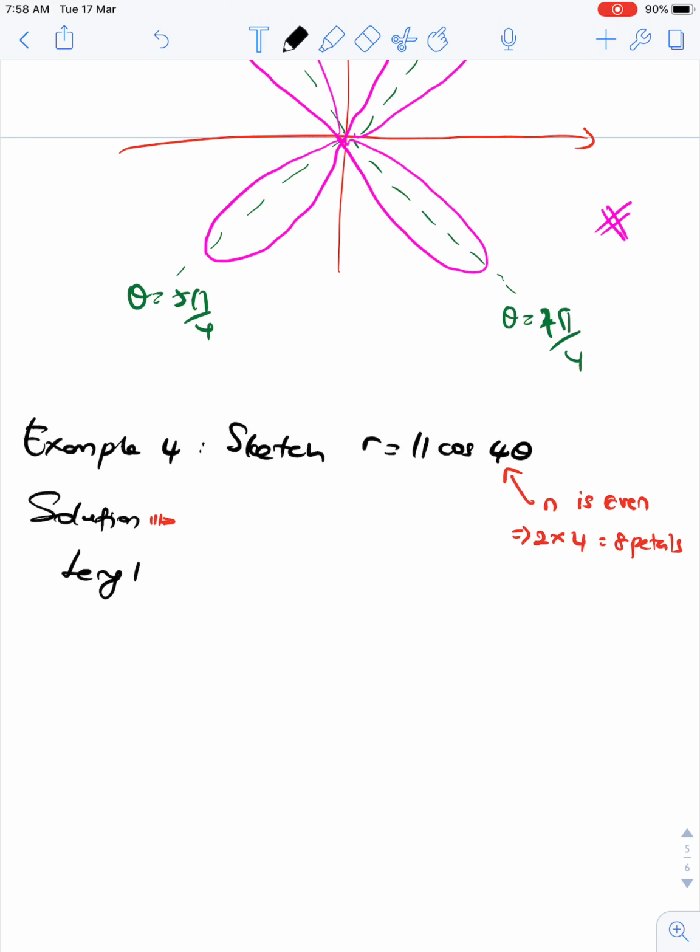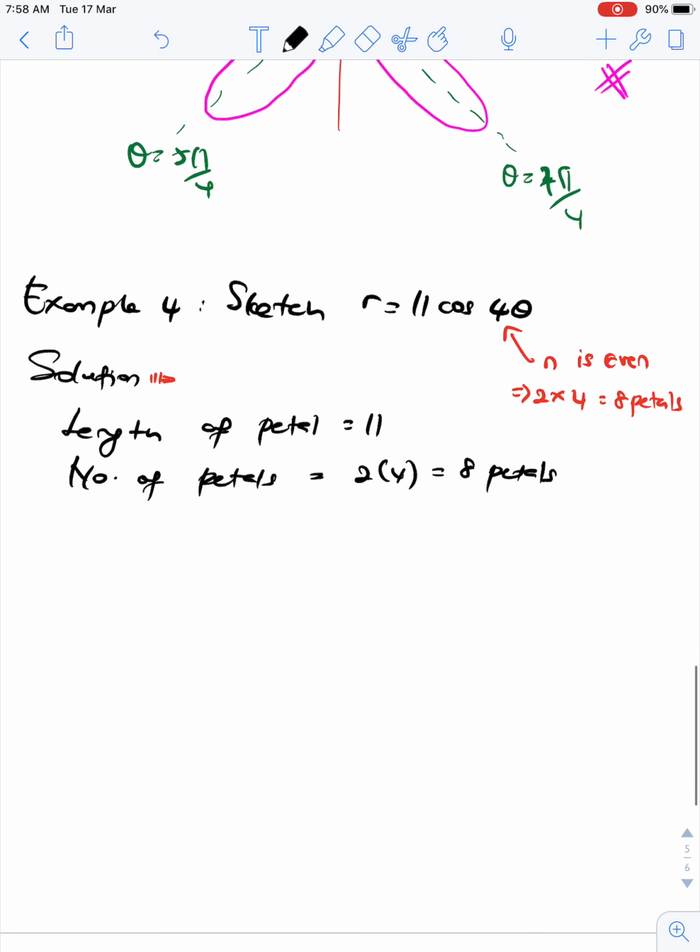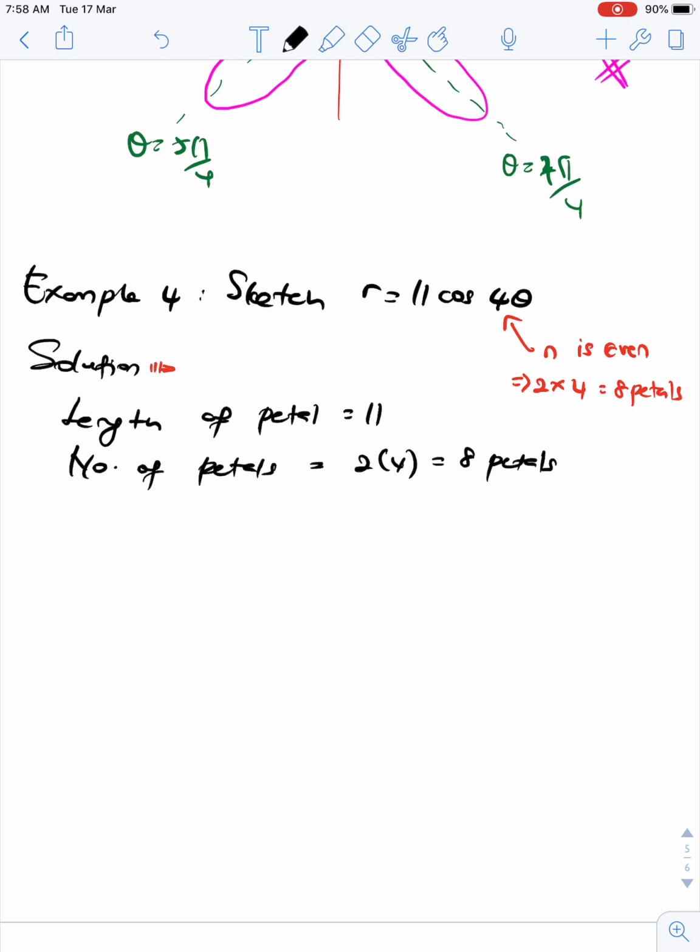In this question, we have length of petal equals 11, and then number of petals equals, okay, so 2 times 4 equals 8 petals. Alright. So again, the same step. We let r equal the length of petals, so r equals 11.